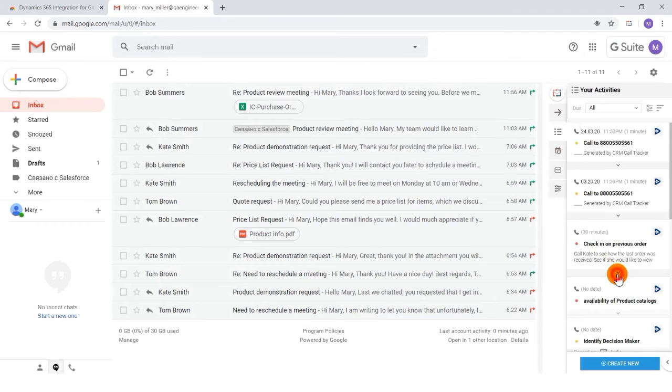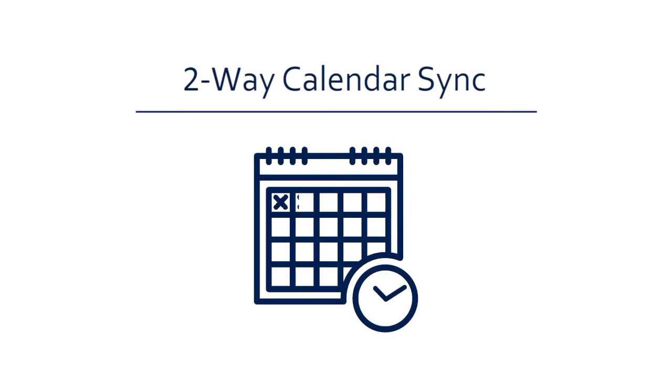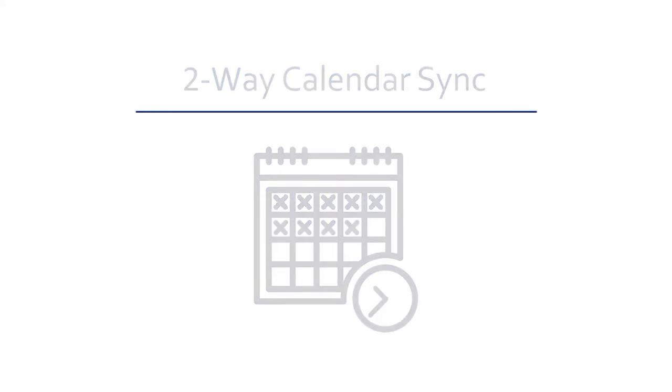Now you'll see that the activity card has been updated to show all fields that you have selected. One of the most popular features of this extension is its automatic calendar sync option, which allows you to synchronize your Dynamics 365 calendar and Google Calendar. By default, this is turned off.